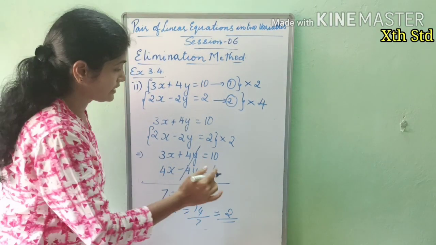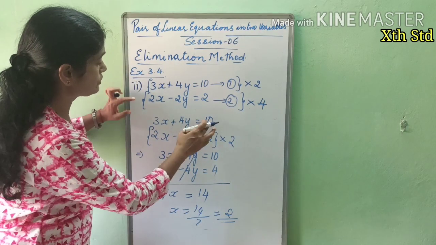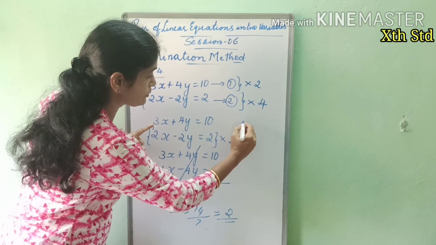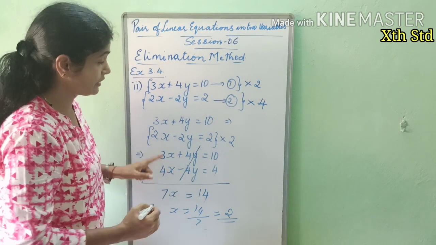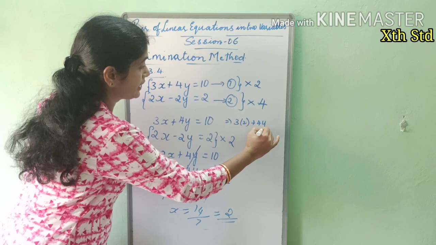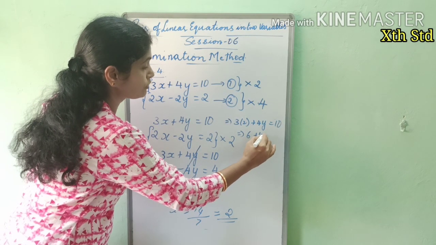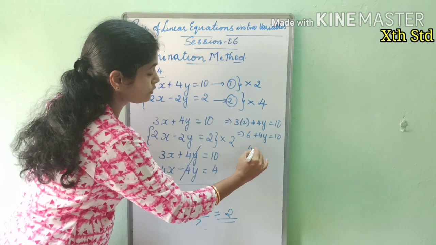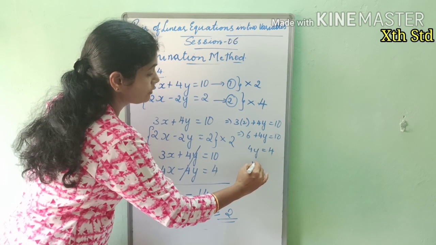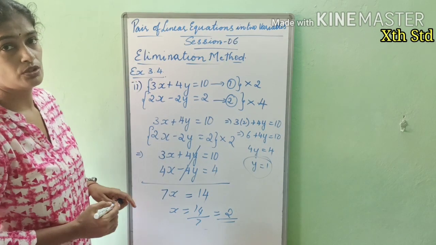The answer won't be wrong there, you get the same values. So x is equal to 2, then substitute in any one of the equations. Suppose I am substituting in the first one, so 3 into 2 plus 4y is equal to 10. So this is 6 plus 4y equal to 10. 4y is equal to 4, y equal to 1. So y equal to 1 and x equal to 2 you are getting.